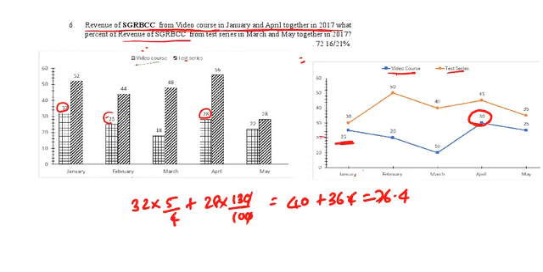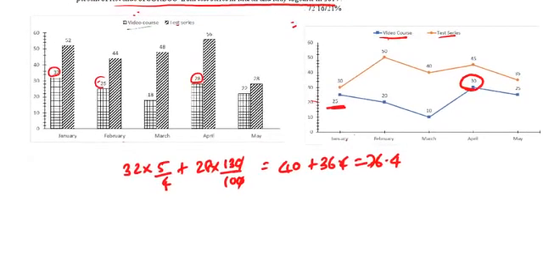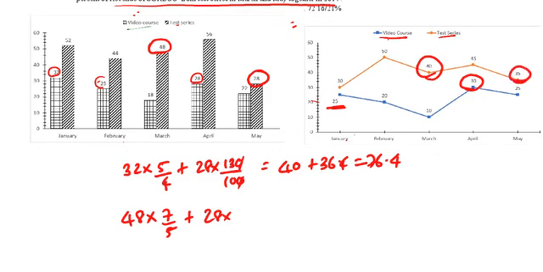Revenue of SGR-BCC from test series in March and May together. Test series in March is 48. In March test series 40% increase, so 7 by 5, 48 into 7 by 5. Plus May. May test series is 28, and May test series increased by 35%. 135 by 100 is nothing but 27 by 20.